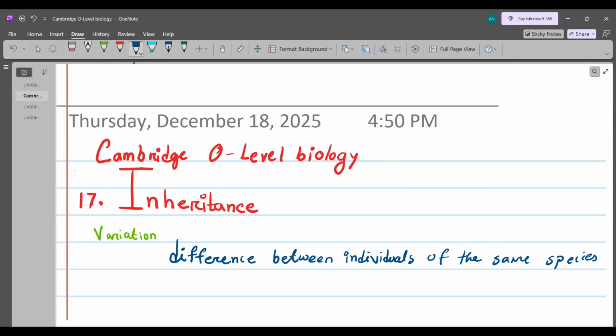Okay, the differences are known as phenotypical variation. What is phenotypical variation? Phenotypical variation means the difference we can observe in physical characteristics or measurable characteristics of something.